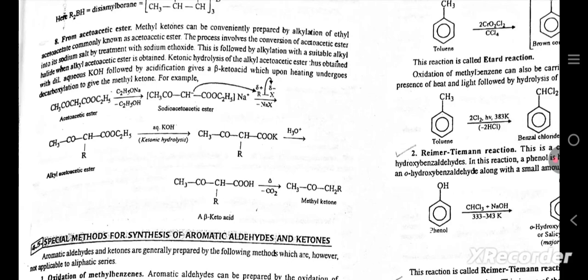From acetoacetic ester, methyl ketones can be conveniently prepared by alkylation of ethyl acetoacetate, commonly known as acetoacetic ester. The process involves the conversion of acetoacetic ester into its sodium salt by treatment with sodium ethoxide. This is followed by alkylation with a suitable alkyl halide, when alkyl acetoacetic ester is obtained. Ketonic hydrolysis of the alkyl acetoacetic ester with dilute aqueous NaOH followed by acidification gives a beta-ketoacid, which upon heating undergoes decarboxylation to give the methyl ketone.